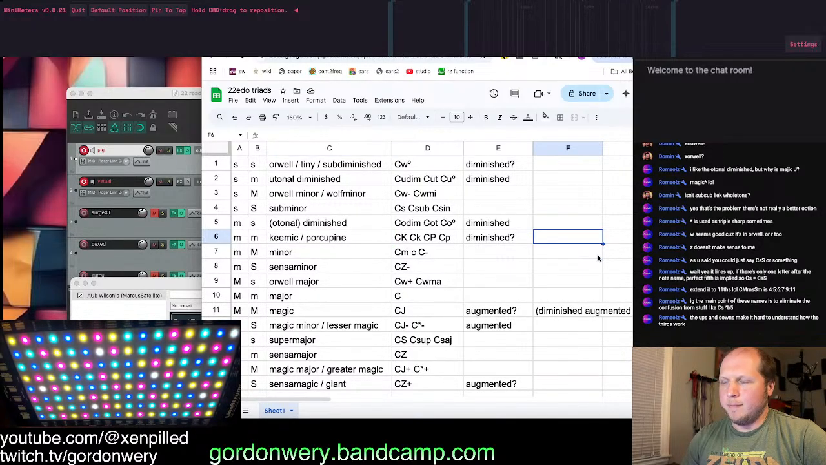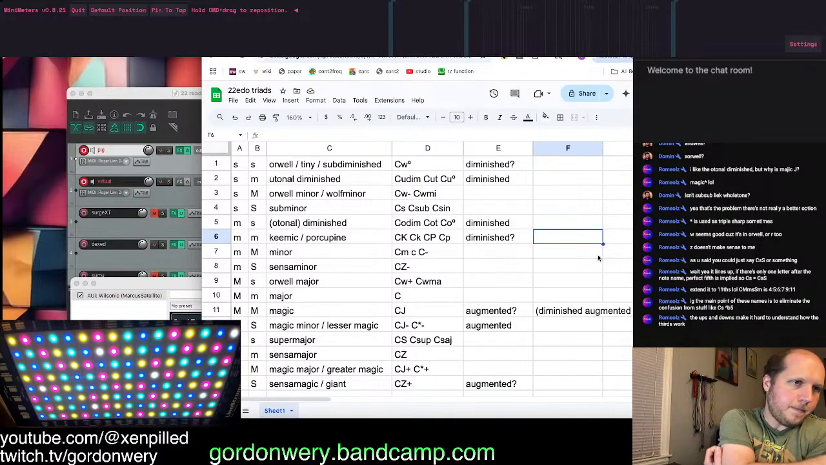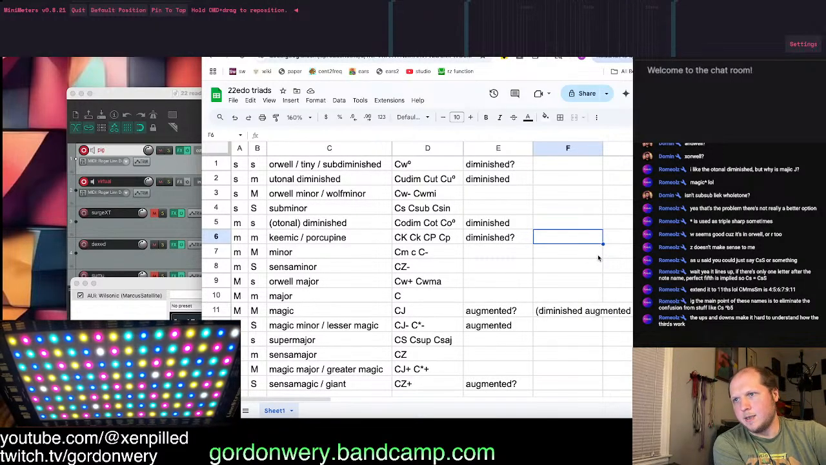It's probably good to have both. The main point of these names is to eliminate the confusion from stuff like C sub minor, up flat. Yeah, I mean, it gets confusing when you're talking in ups and downs.